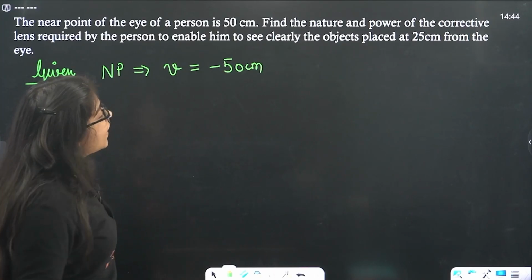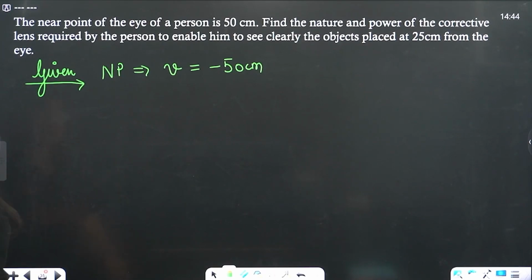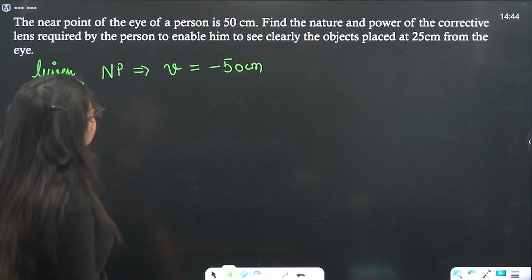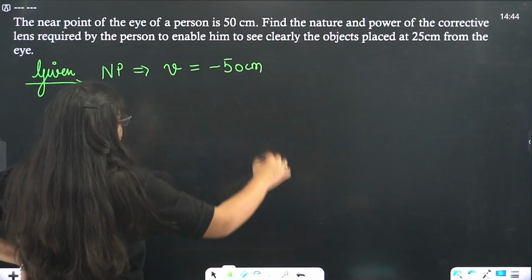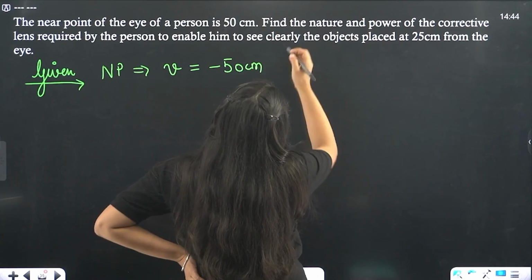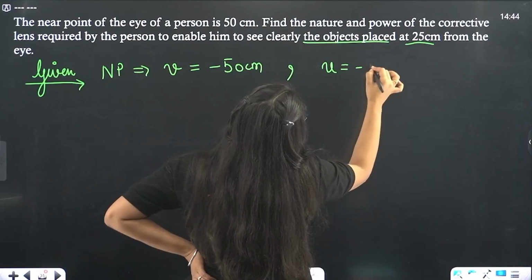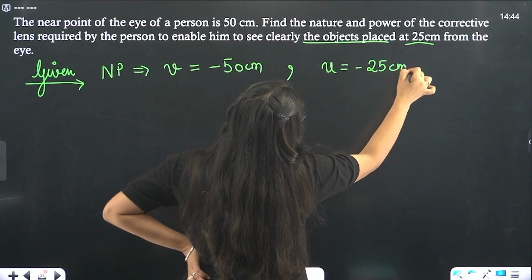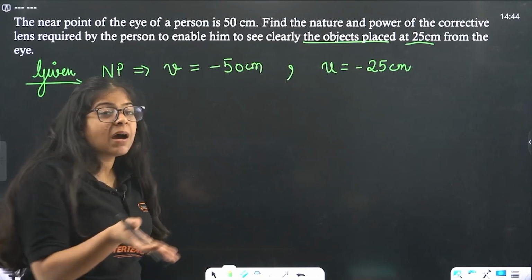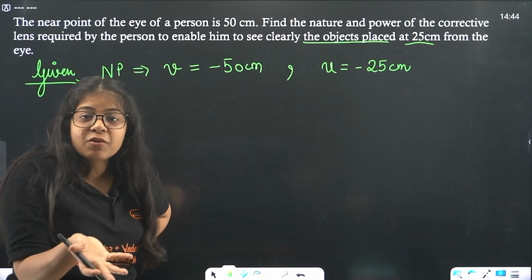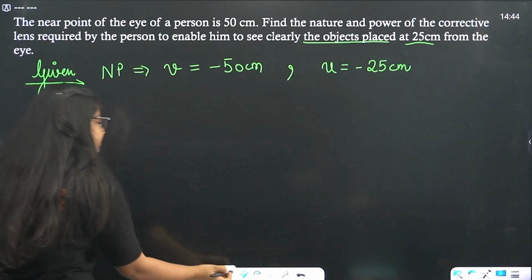Find the nature and power of the corrective lens required by the person to enable him to see clearly the objects placed at 25 centimeter. They are saying that the objects are placed at 25 centimeter, so minus 25 centimeter is our object distance from the eye. We have to find the nature and power. How will we find the power? By finding the focal length. How will we find the focal length? By using the lens formula. Let's do it.